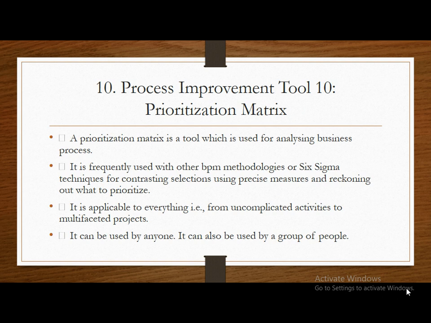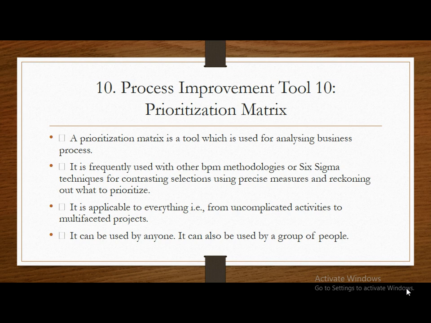The last is process improvement tool number 10, that is the prioritization matrix. A prioritization matrix is a tool which is used for analyzing the business process. It is frequently used with other BPM methodologies or Six Sigma techniques for constructing selections using precise measures and reckoning what to prioritize out of many. It is applicable to everything, from uncomplicated activities to multifaceted projects.